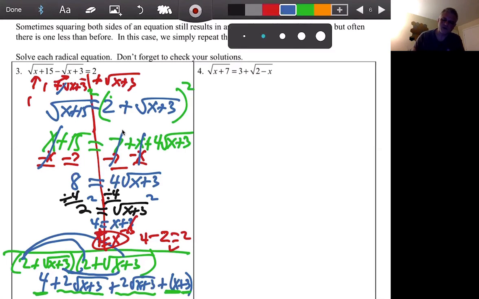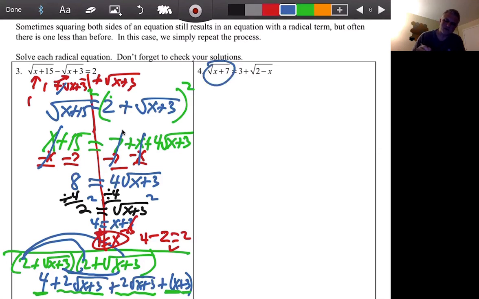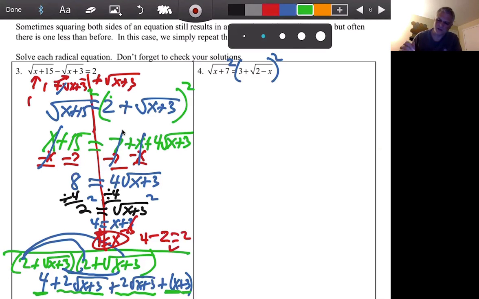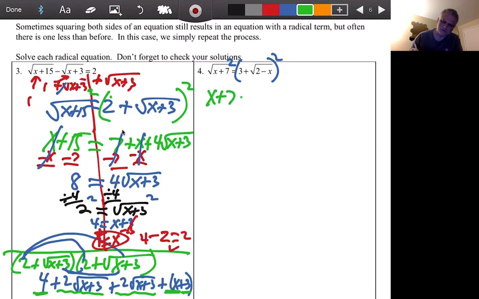Okay, let's do the same thing over here. Now look. One of these radicals is already isolated. Isn't that nice? Let's be thankful for that. And let's square it. So squared here. Squared here. I know. It's okay. Okay, let's square the left side. You're going to get x plus 7.